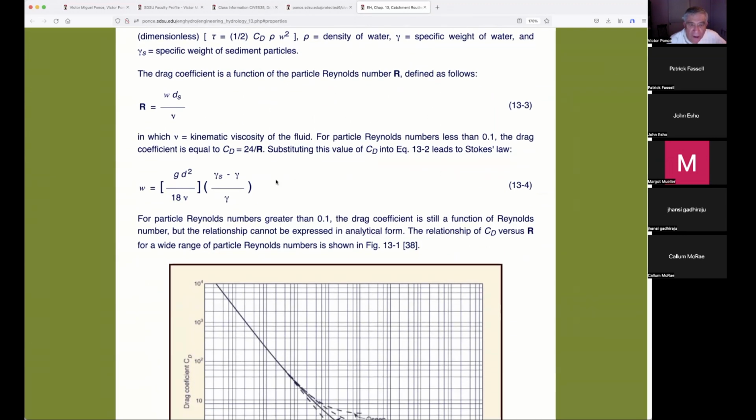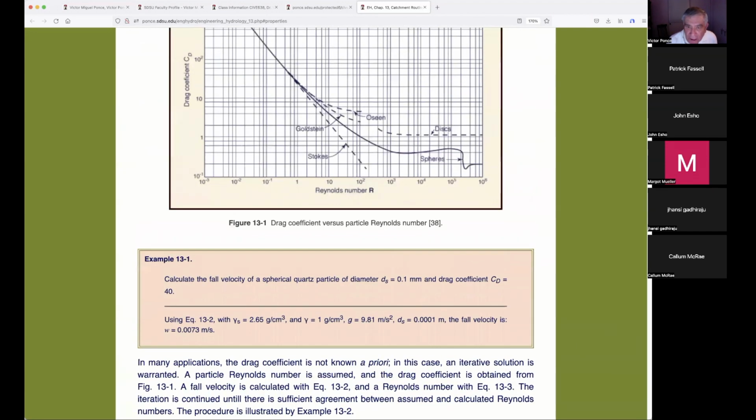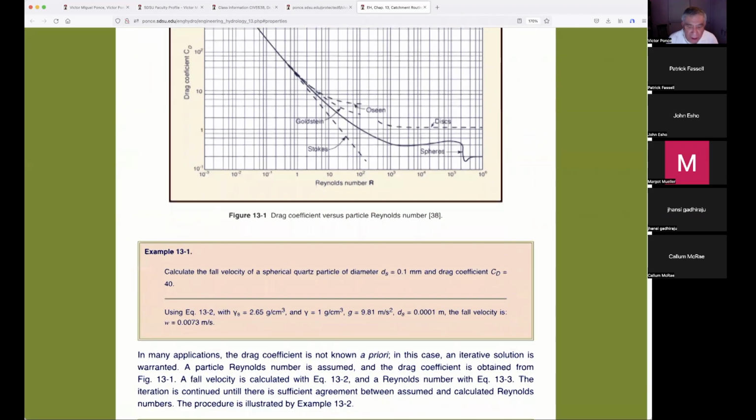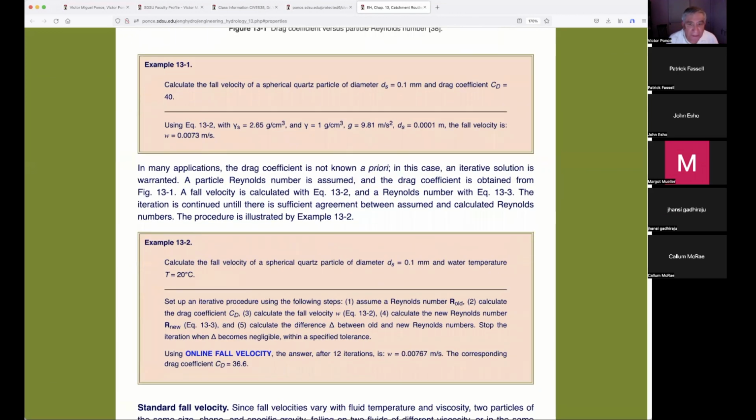In other words, Stokes Law is the fall velocity in quiescent water for the laminar regime, not for the turbulent regime. If we wanted to do it for the turbulent regime, then we would have to get into this chart over here, which shows the drag coefficient in terms of the Reynolds number. And it can be done. As I said yesterday, you can do it in an Excel sheet, or you can use one of our calculators. It'll have to be an iterative process. And we have actually set up the iteration for you in a calculator here.